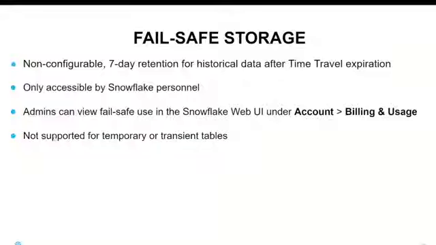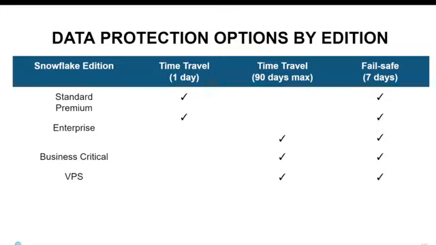So if you have a permanent table created, and some issues happen with the data, and you have already crossed the data retention time period, which is, let's say, 3 days, then on the fourth day, if you want to access that data, you have to go back to the Snowflake team, and they should be able to help you restore that data from the fail-safe option, which has a retention of 7 days. So this is how the data protection option by edition is currently available in Snowflake.